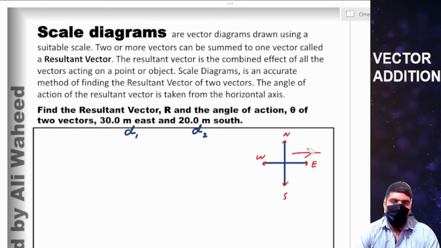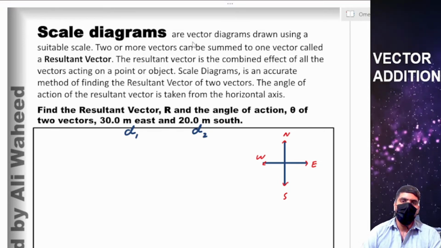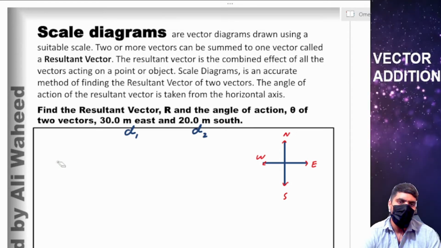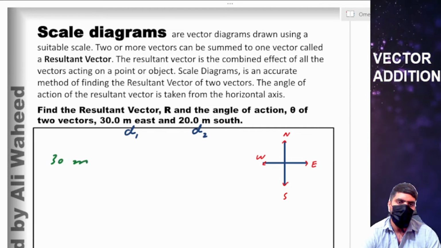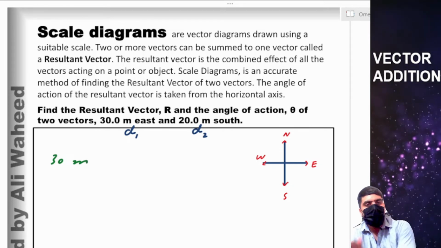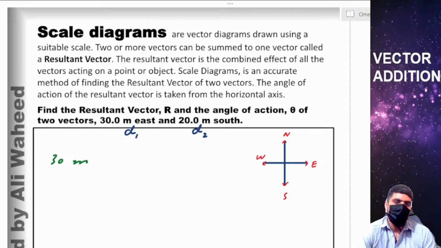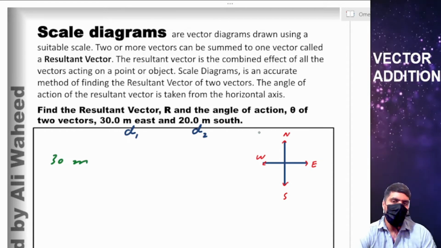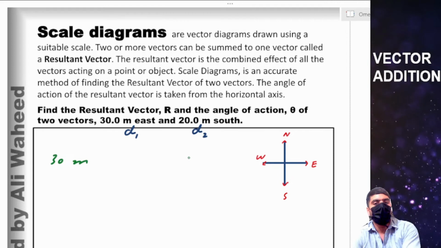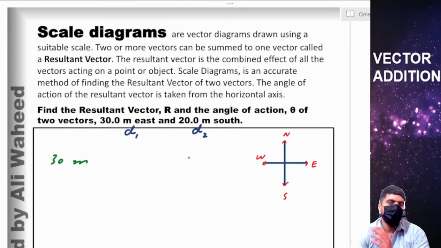So let us construct a suitable scale. The first vector is 30 meters. If I don't make a scale, then I would have to draw a line that is 30 meters on the sheet of paper, and that is practically impossible. And for the other one, I need to draw a line that is 20 meters towards south. The length of the line should be 20 meters on the sheet of paper, practically impossible.